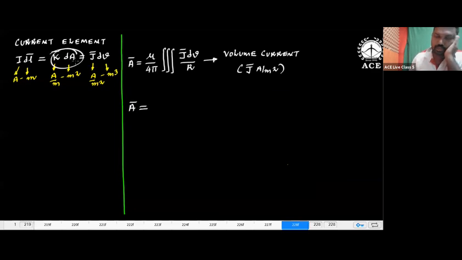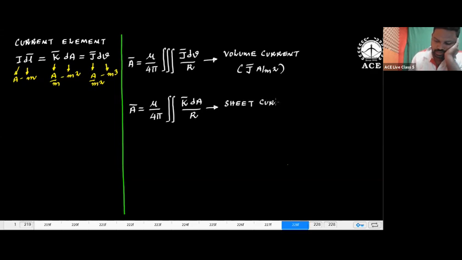And A is equal to, for the surface current, you need to perform a surface integral. A is equal to mu by 4 pi surface integral of K dA by R. This is for the sheet current. It is represented by the K. Units are ampere per meter.